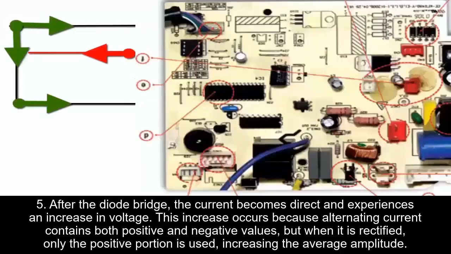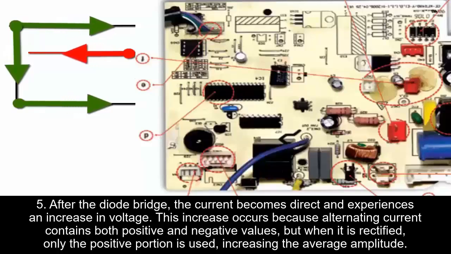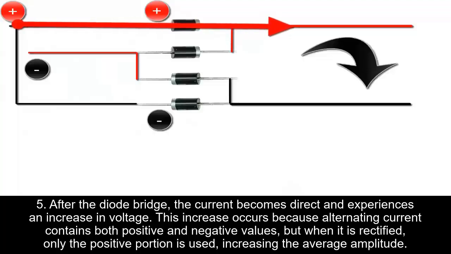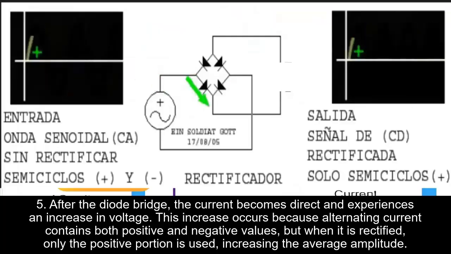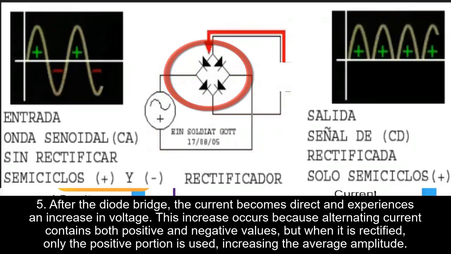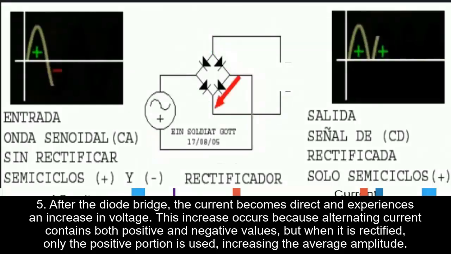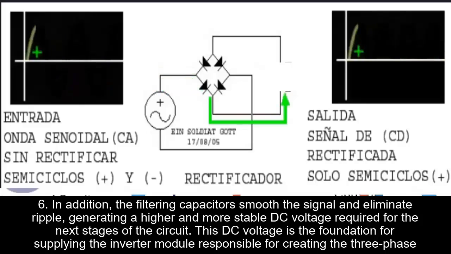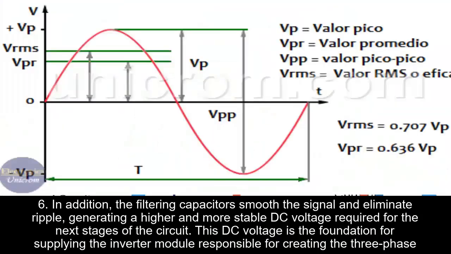5. After the diode bridge, the current becomes direct and experiences an increase in voltage. This increase occurs because alternating current contains both positive and negative values, but when it is rectified, only the positive portion is used, increasing the average amplitude. In addition, the filtering capacitors smooth the signal and eliminate ripple, generating a higher and more stable DC voltage required for the next stages of the circuit.